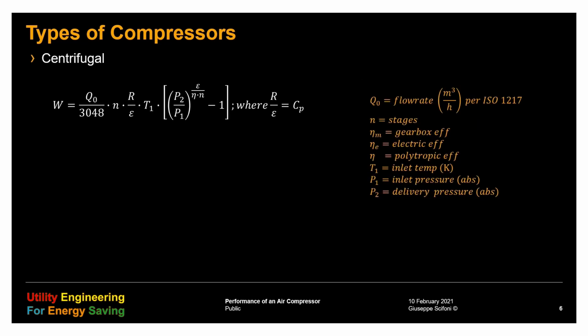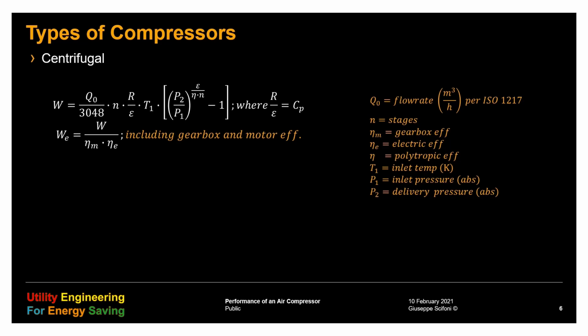If we combine the expression of the flow rate and the one of the work, we get the power. If we include both the mechanical and electrical efficiency, we come to the final expression of the power needed by the electric motor. At the right side, we have the legend of what each input is representing. The parameters depending upon the compressor are the stages N and the three efficiencies.